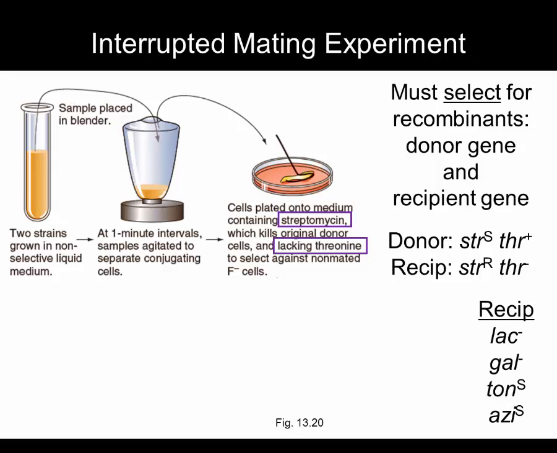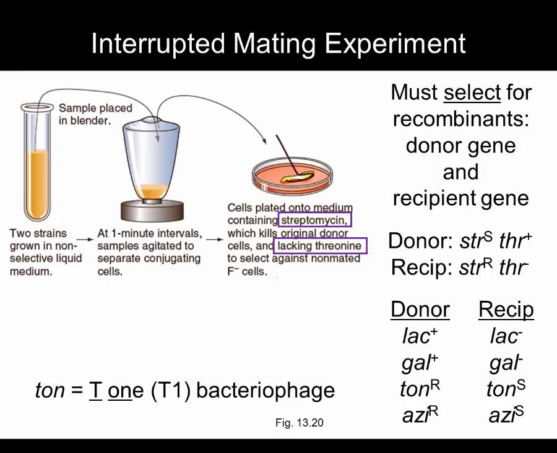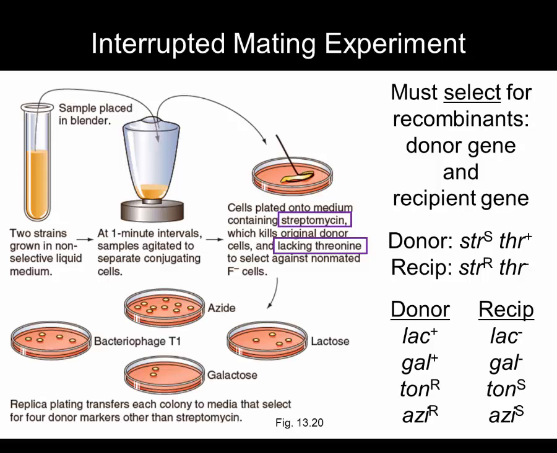We'll use a recipient that is unable to utilize lactose or galactose as a food source and that is sensitive to bacteriophage T1 and to the chemical azide. But the donor is able to utilize lactose and galactose and is resistant to the phage and azide. By replica plating our recombinants onto media where lactose is the only food source, we can see how many of them receive the lac plus allele from the donor. By plating on azide, we can see how many got the azide resistance allele, and so on.